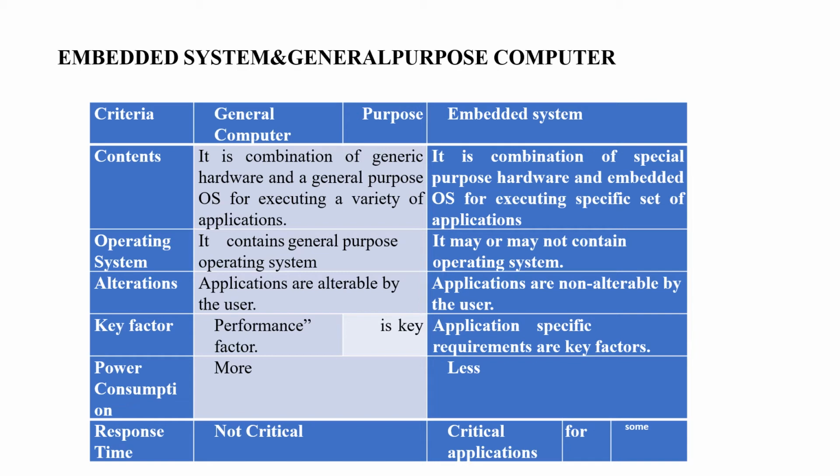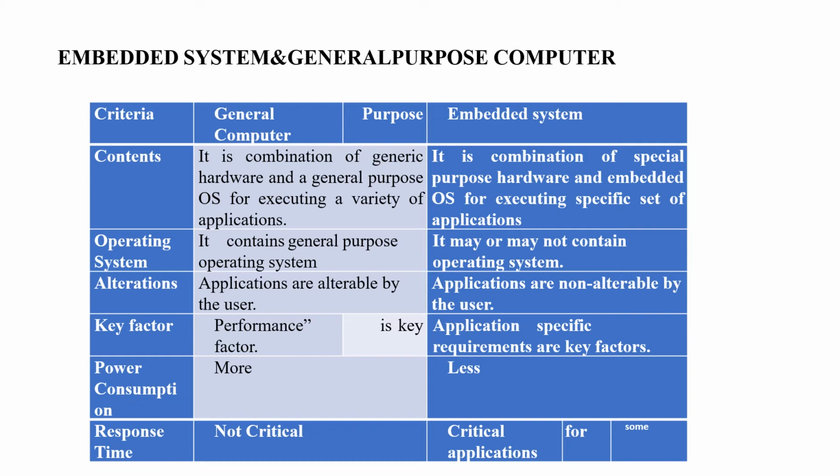But here the OS is very different in embedded systems. A general purpose computer contains a general OS. Alterations: applications can be altered by the user. We can alter them because if you don't want this software, you can change it. Whereas an embedded system is not alterable. Embedded system means you should have embedded C, you should have ARM architecture; it is fixed. You can't use it with other systems.